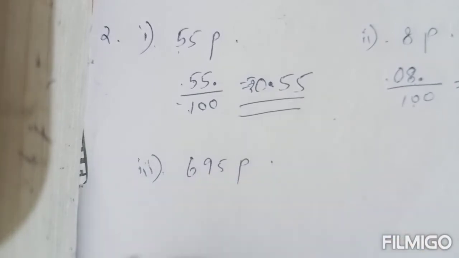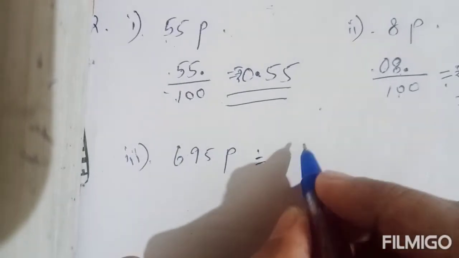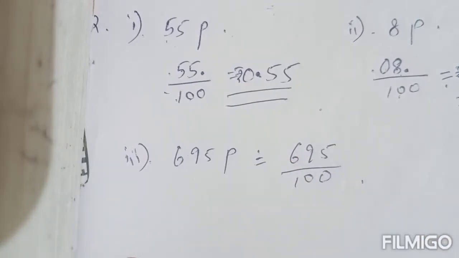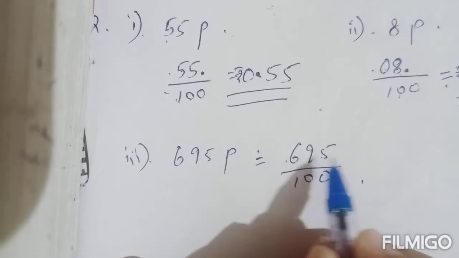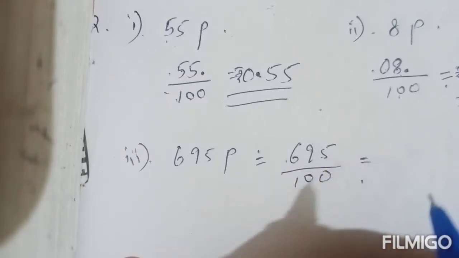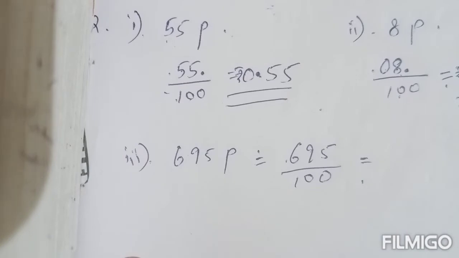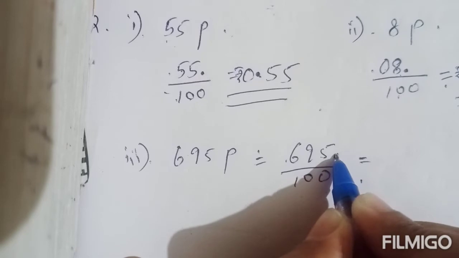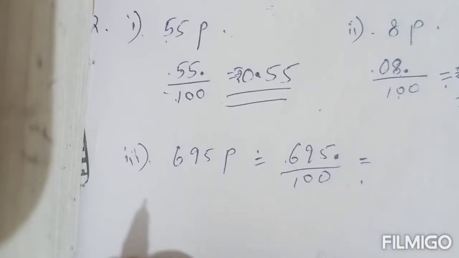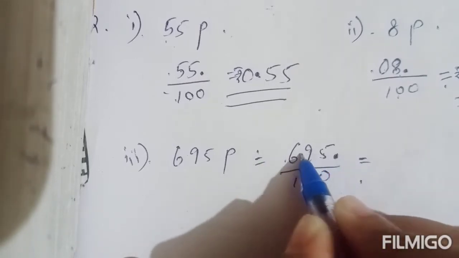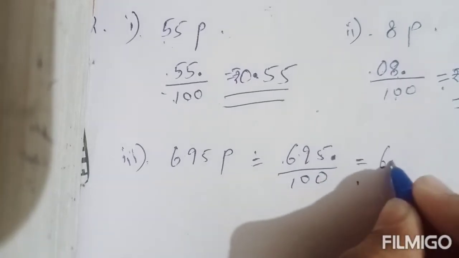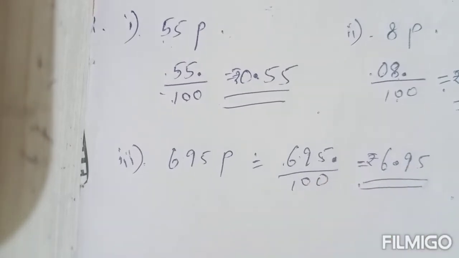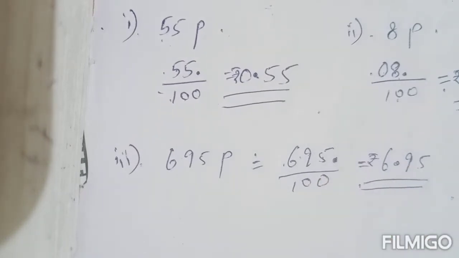695 paise. In order to convert paise to rupees, just divide by 100. Given paise, you can divide by 100. 695 by 100. The decimal point will move 2 places to the left. So in 695, here will be the decimal point. Moving this decimal point 2 places to the left, 1, 2, here. That is 6.95 rupees. Okay. Do the fourth one as homework.